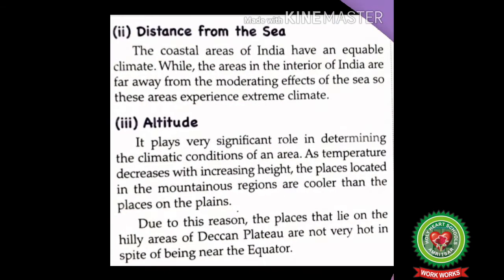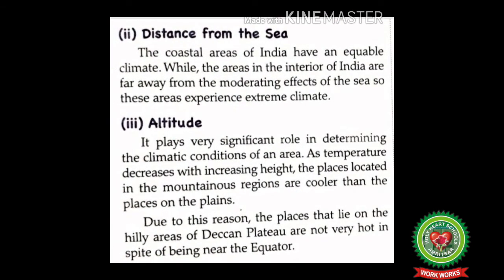Next is distance from the sea. The coastal areas of India have an equable climate, while the areas in the interior of India are far away from the moderating effects of the sea, so these areas experience extreme climate. Equable or moderating means neither too hot nor too cold. Extreme means very hot in summers and very cold in winters.